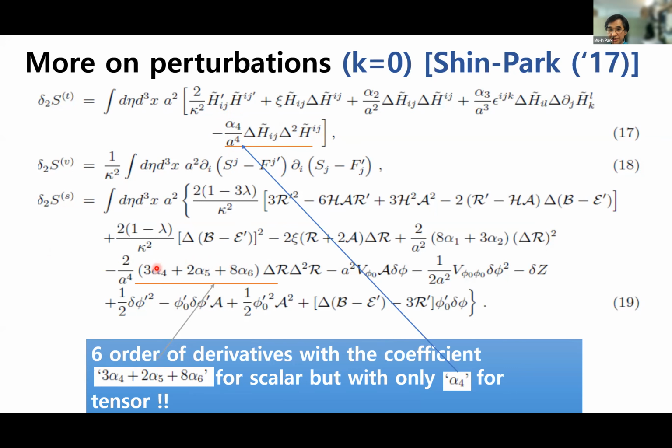But in the detailed balance case that Horava originally considered, this term vanishes. That means there is no sixth order term, so there is no renormalizability and no scale-invariant power spectrum. So we need to break this detailed balance condition. That's the reason why we are considering a more general setup.